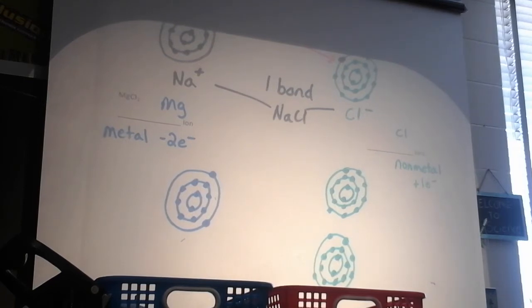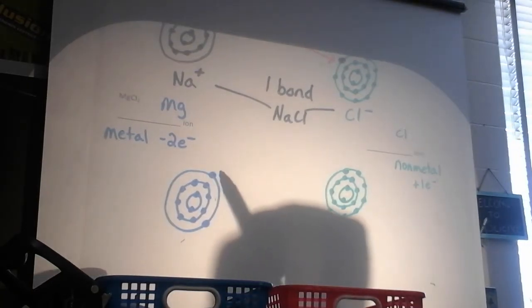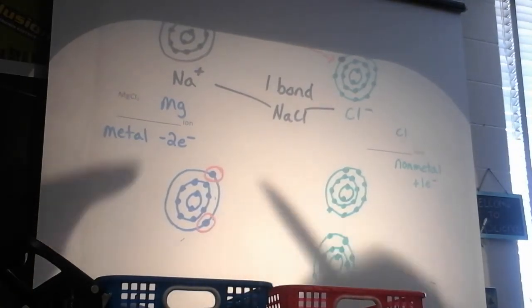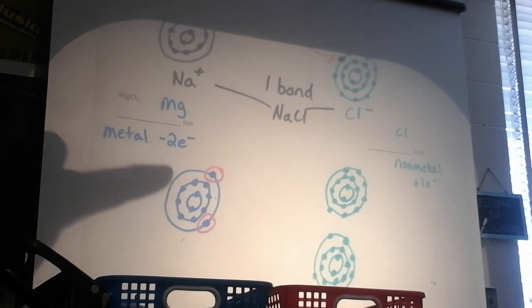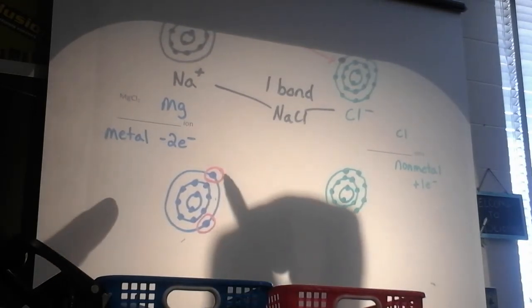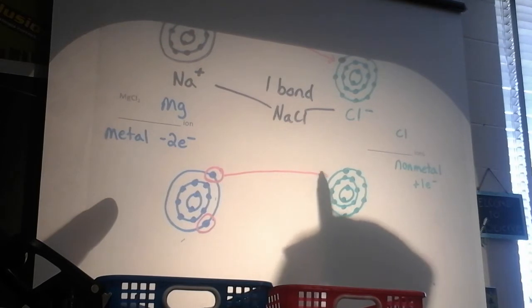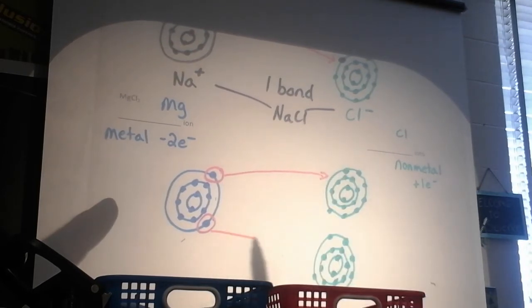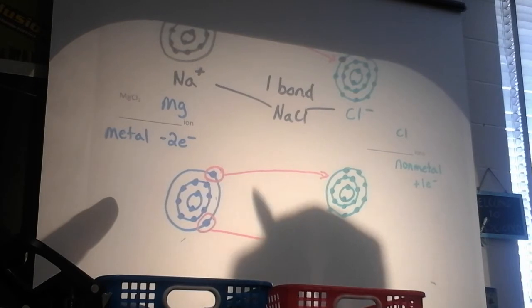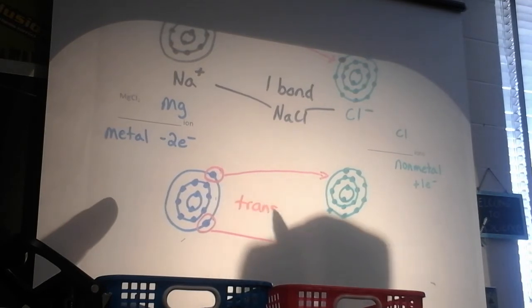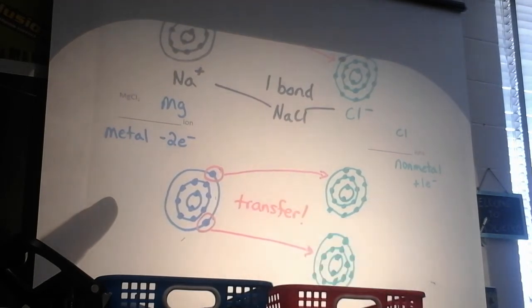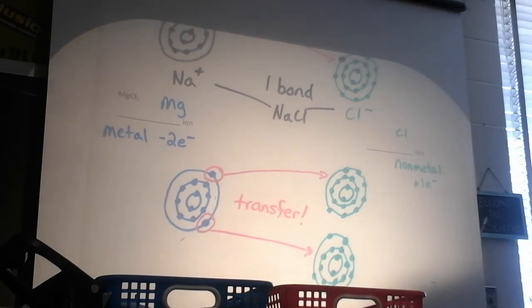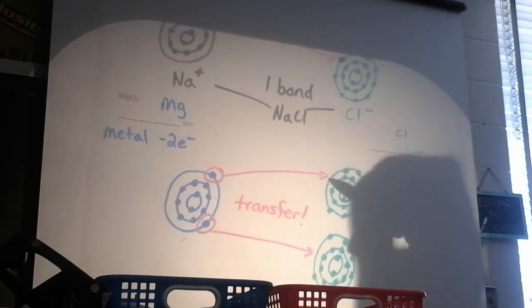Can you see what's going to happen? Look at these 2 extra ones. Remember, magnesium wants to get rid of 2. So they're going to leave. Here we go. This one's going to go over here to this chlorine. This one's going to go over here to this chlorine. They're both going to get transferred, not shared, transferred. And they're going to join the chlorine atoms.